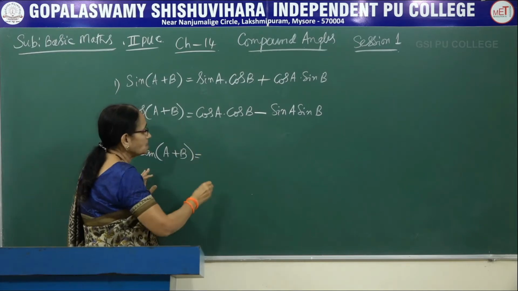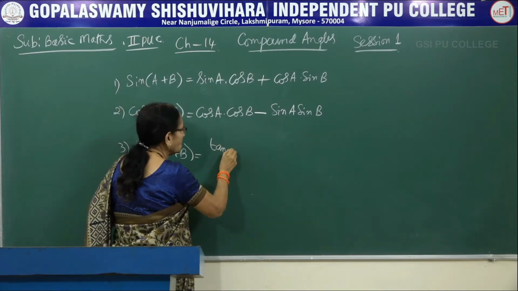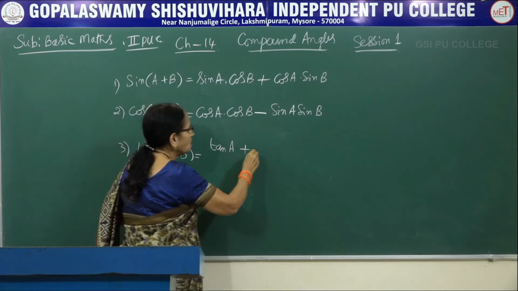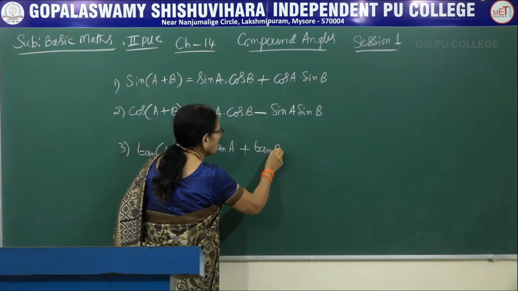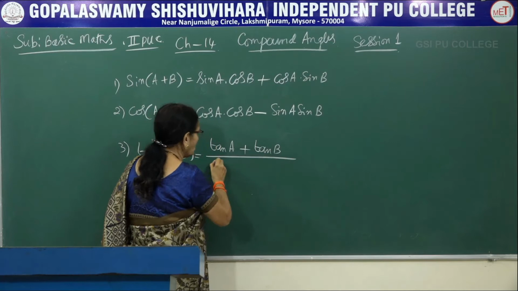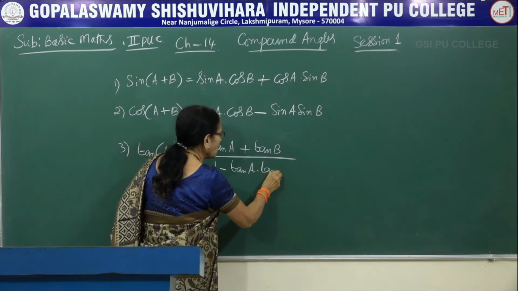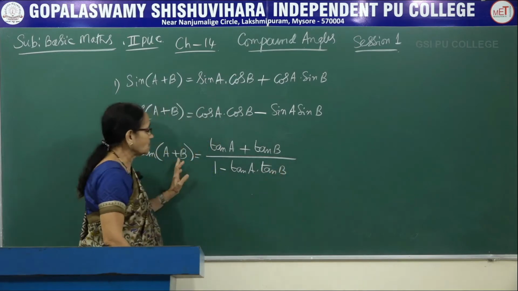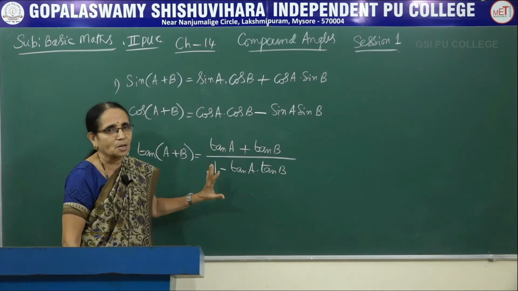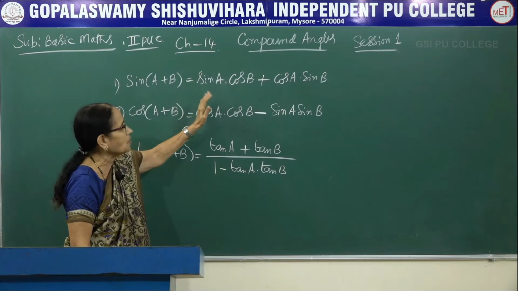Here it is, the formula is this one. Tan A, the first angle, plus tan B, the second angle, the whole thing divided by 1 minus tan A into tan B. This formula contains only the tan ratio, whereas in the others both ratios are considered.